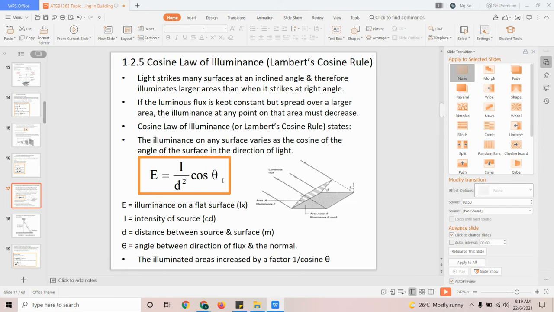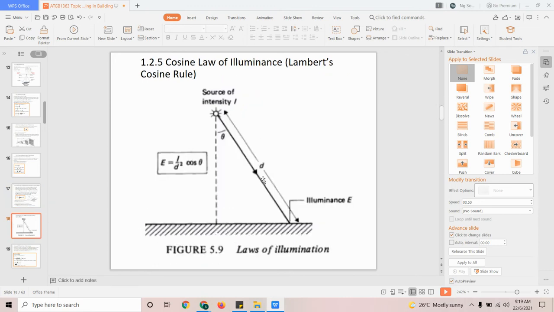So we have to add a cos theta based on how many degrees of inclination the angle is for the light to hit the surface. Based on this, we will be able to find out how bright it is at different points. We will be able to make use of this formula to find out the minimum and maximum illuminance for a surface area. So this is how the formula comes about.